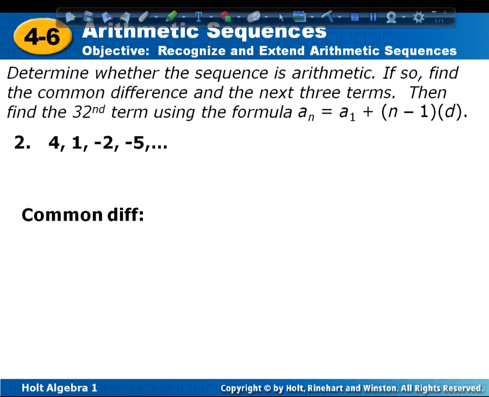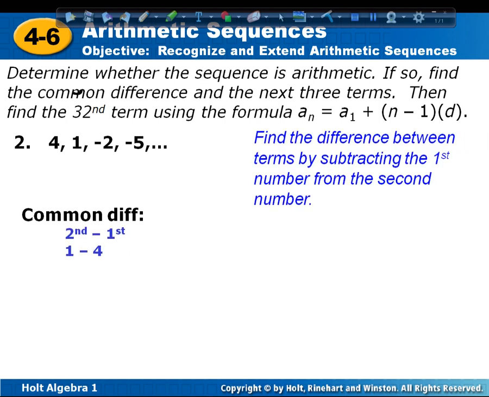So first I have to determine whether or not it's arithmetic. So I'm going to find that common difference by taking the second and subtracting the first. So here I'm going to say 1 minus 4, my second term minus my first term, and that gives me negative 3. So if this is arithmetic, I should be adding negative 3 each time. So let's see if it works. 4 plus negative 3 is 1. 1 plus negative 3 is negative 2. Negative 2 plus negative 3 is negative 5. So this is arithmetic because I am adding the same number each and every time.